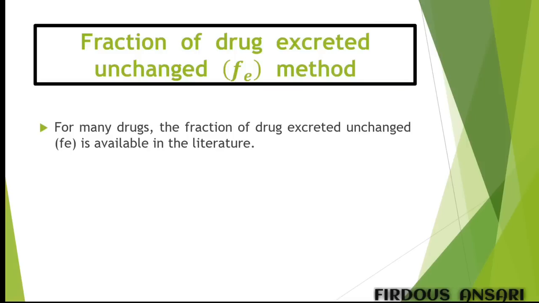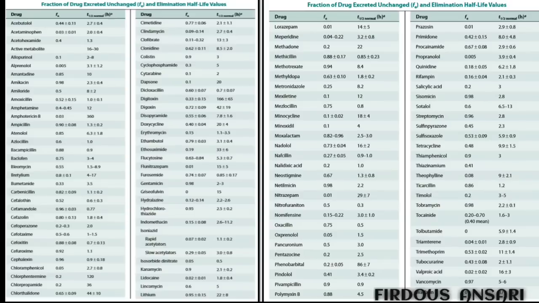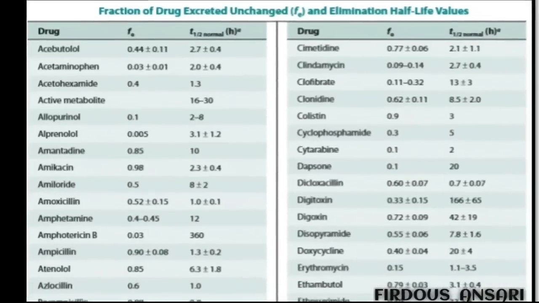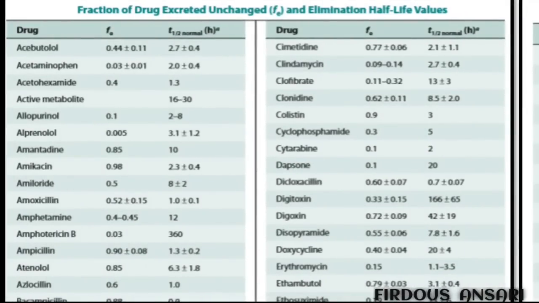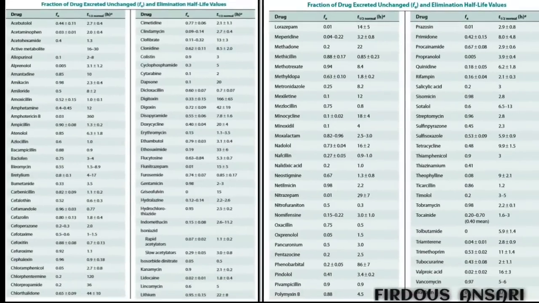Next thing is the fraction of drug excreted unchanged method. FE is the term given for determining drug excreted unchanged. For many drugs, the fraction of drug excreted unchanged is available in the literature. So we have a list of various drugs with their FE value and elimination half-life value available. This FE method, that is the drug excreted unchanged method for estimating a dosage regimen in uremic patients, is a general method that may be applied to any drug whose FE value is known.